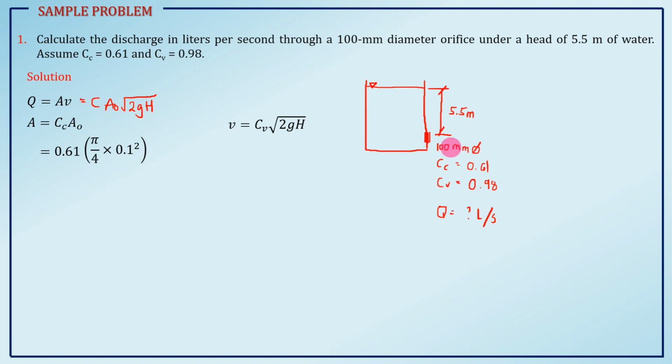We have pi over 4 times 0.1 squared. Simplifying, the actual area is 4.791 times 10 raised to negative 3 square meter. Then, for the velocity na actual, we have Cv 0.98 square root of 2g, 2 times 9.81. Yung g natin must be in SI, which is 9.81 meter per second squared.